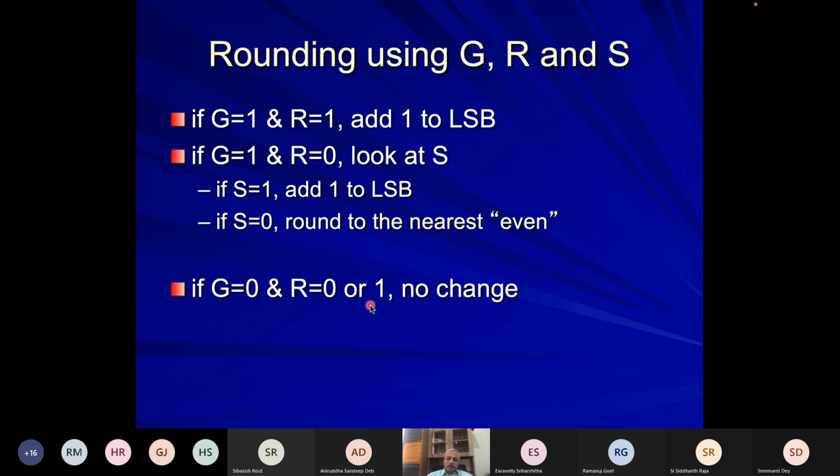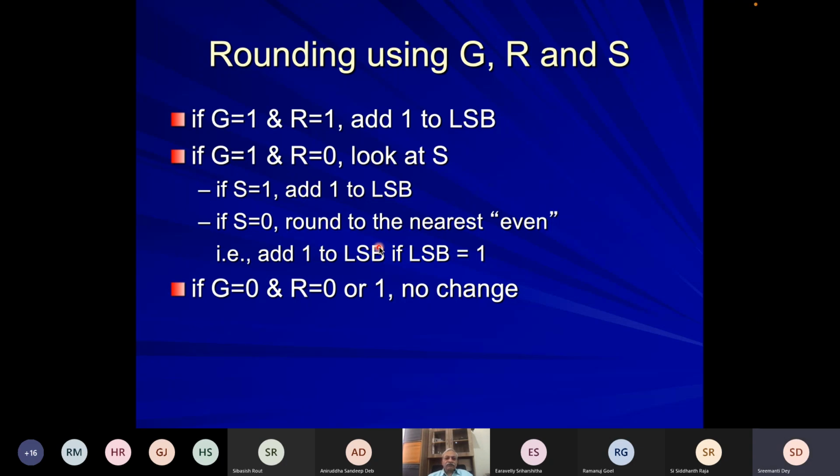There will be a similar amount of loss either way, but if you round towards the lower value or the higher value consistently, then the errors can accumulate in one direction. So just to keep it balanced, we round it to the nearest even. What that means is that if LSB is 1, which we take as odd, then you add 1 to the LSB so that now it will be even. If LSB is 0, then you leave it as it is.